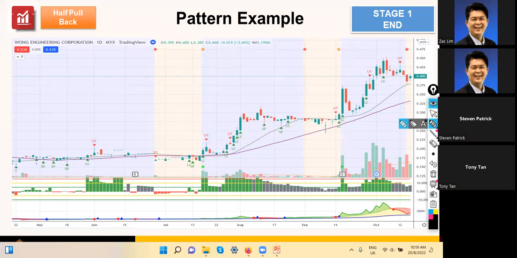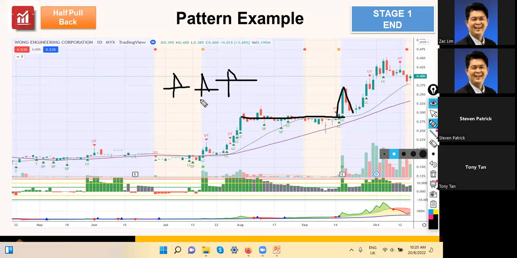Okay, the half pullback. The pattern is usually that when you have an up move, the pullback does not go back to the baseline. Usually it will go back half. Sometimes just a quarter, a little bit lower, or sometimes just a little bit, a quarter up. You cannot get a very clear pattern in real trading, because in real trading anything can happen. As long as it did not go back to the baseline, it becomes a half pullback.